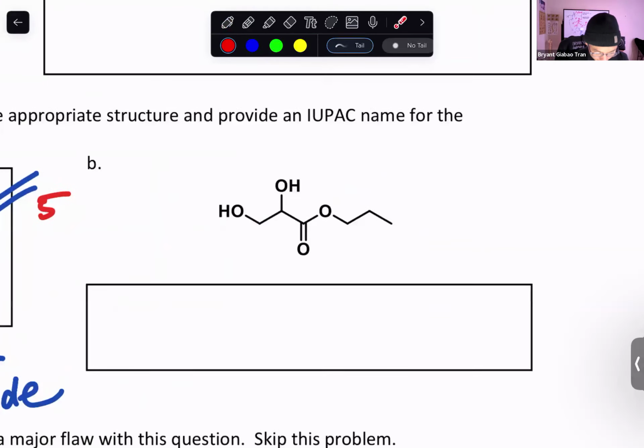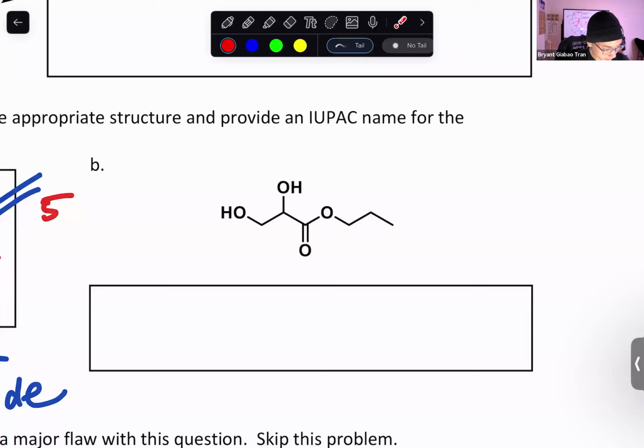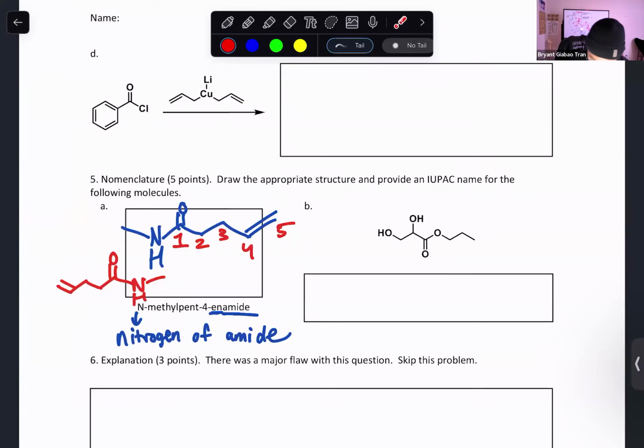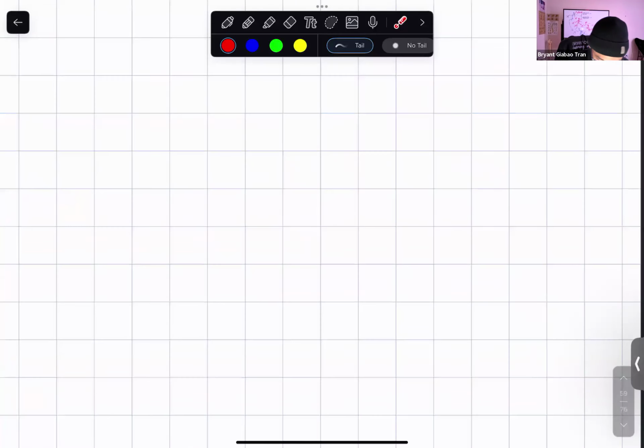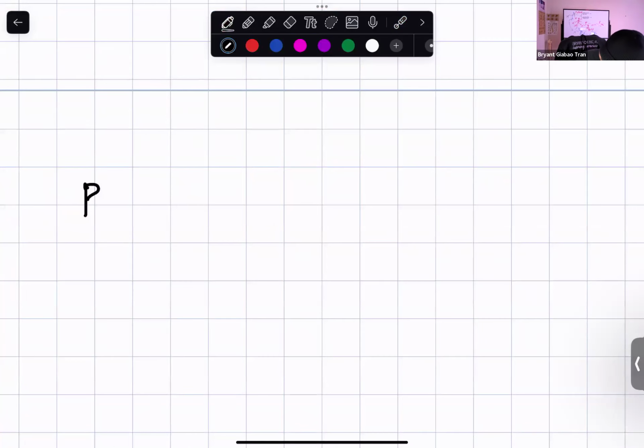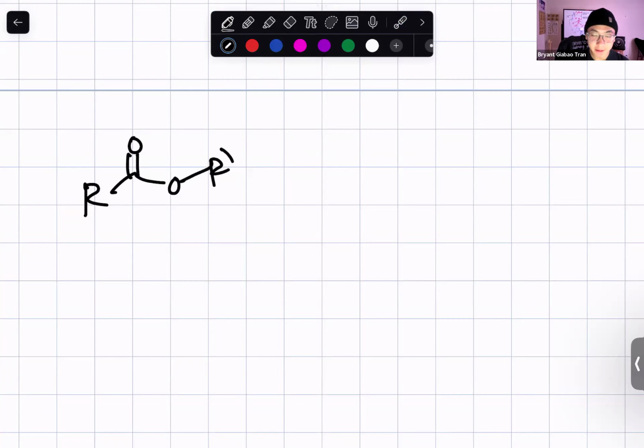Okay. So before we go over this, let's go over some smaller practice problems to make it more clear what's going on here. Okay. So for esters, like this, the nomenclature is going to be 2 words. The first word is going to be the R group of the oxygen, right? And it's going to be like a substituent.